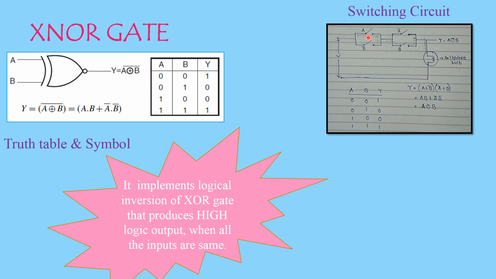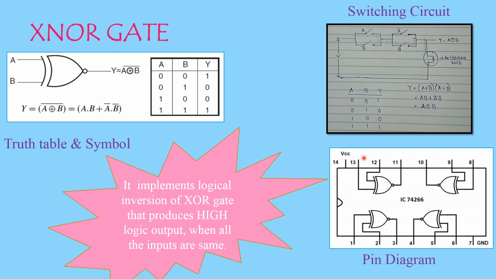As I've told you, only these two combinations would contribute to your high output. Whenever A and B switches are closed, you will have the lamp glowing. And similarly, whenever A bar and B bar switches are closed, you will have your lamp glowing. In other words, whenever the inputs are the same, you will have a high output. For other cases, you will have a low output. So simply the assumptions are different over here, but I have made use of the same arrangement.